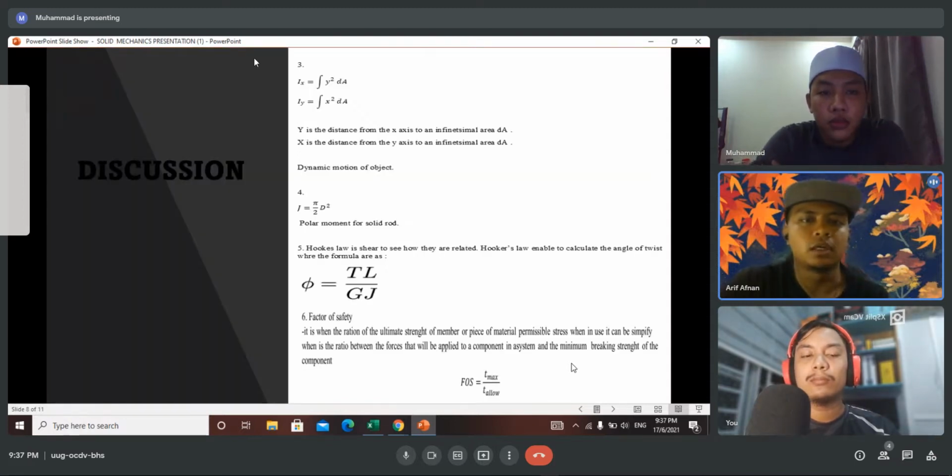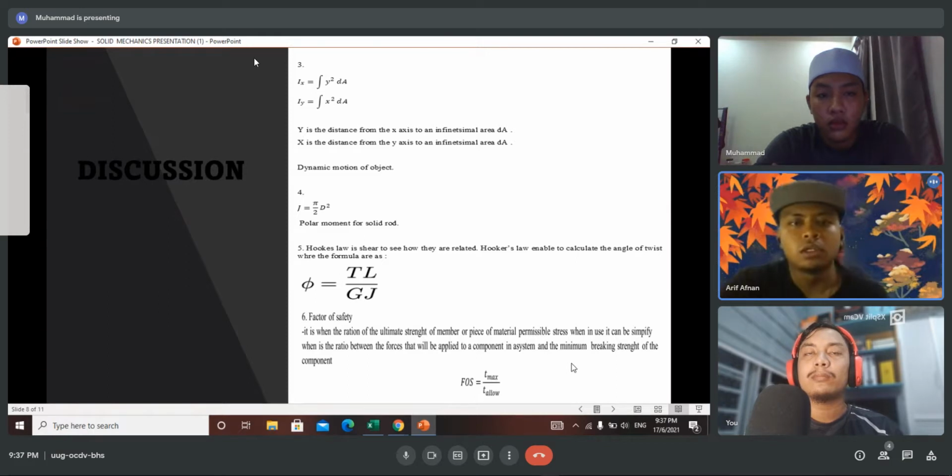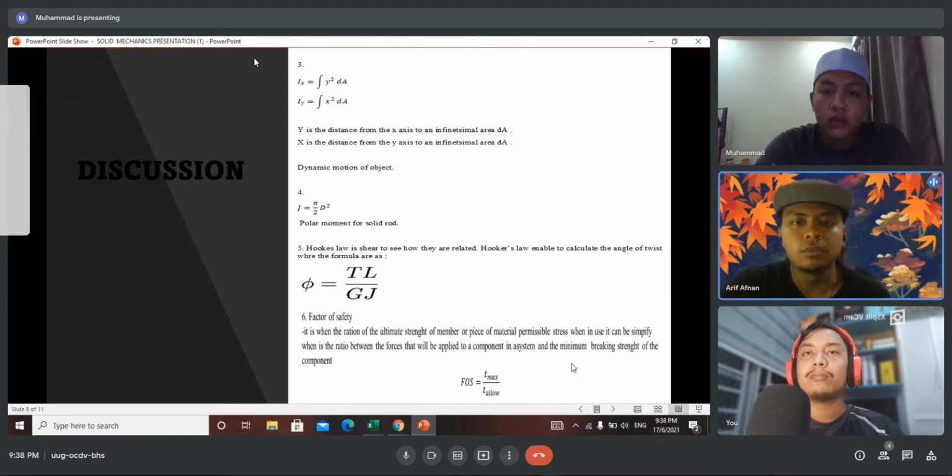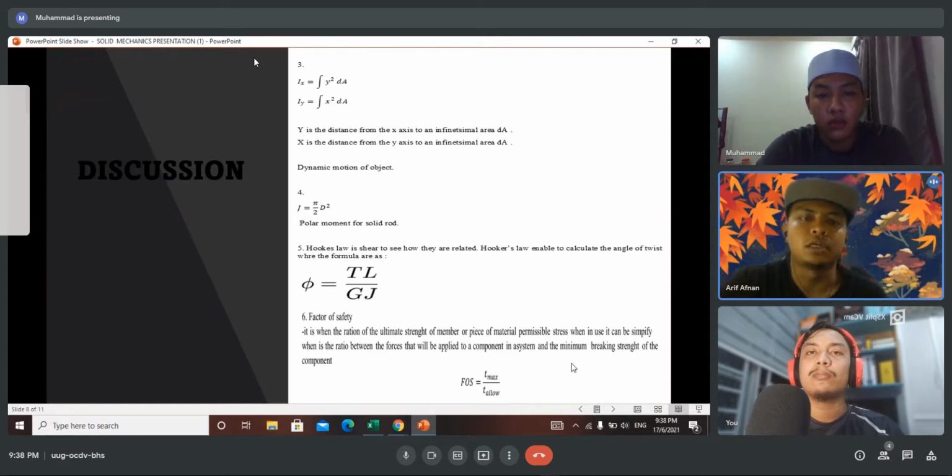Number three is the equation Ix equals integral of y squared dA. Equation number two is Iy equals integral of x squared dA. Y is the distance from the x-axis to an infinitesimal area dA, and x is the distance from the y-axis to an infinitesimal area dA. It is a dynamic motion of an object.